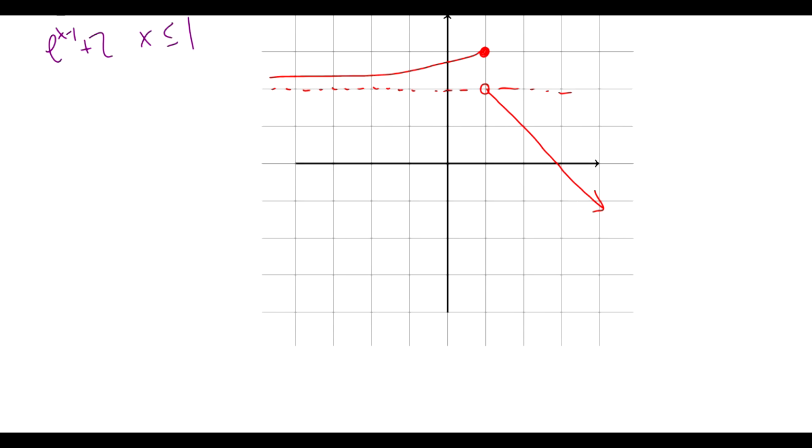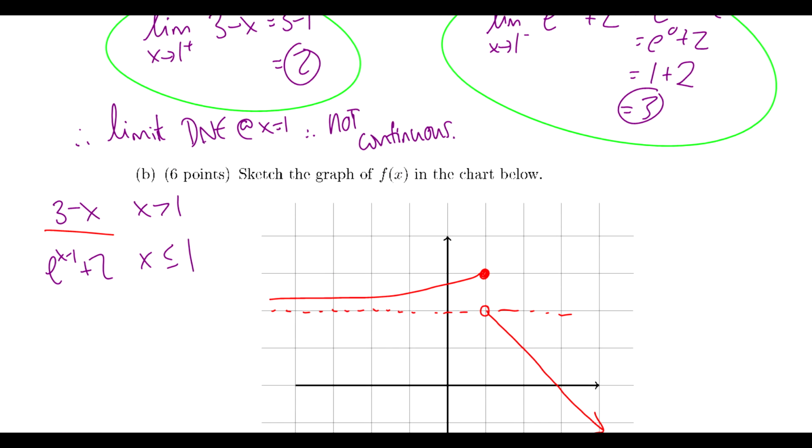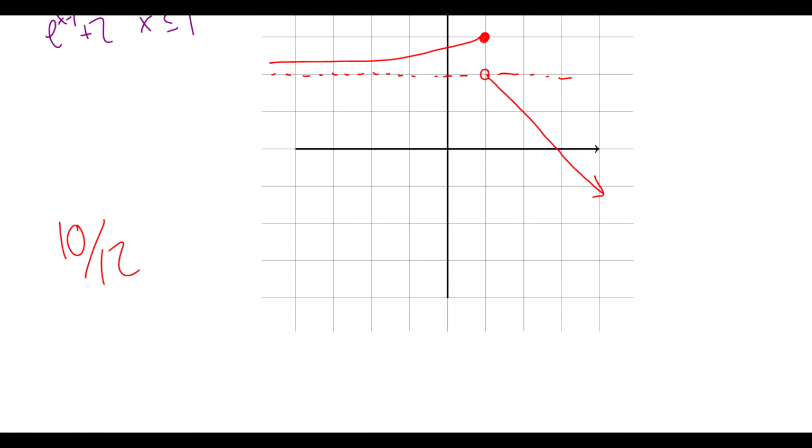This one I would say is a little bit harder, but you should be aiming for at least 10 out of 12 on this. And of course you're thinking, how do I get 10 out of 12? Well, you'd probably make some error either with this horizontal asymptote, or you might get this point wrong.